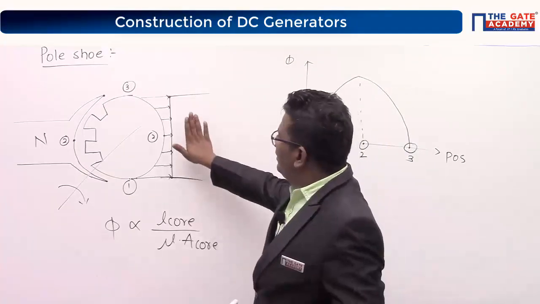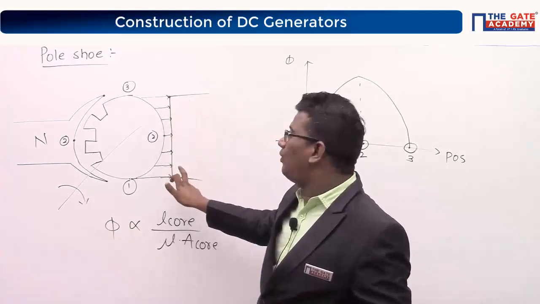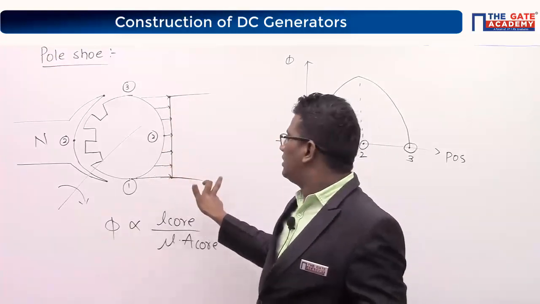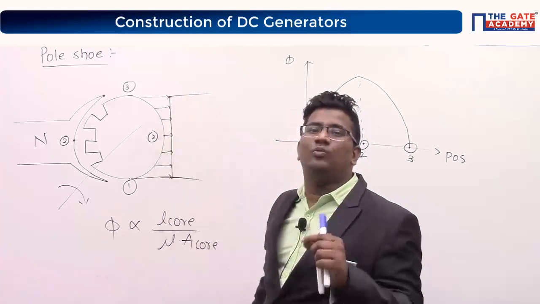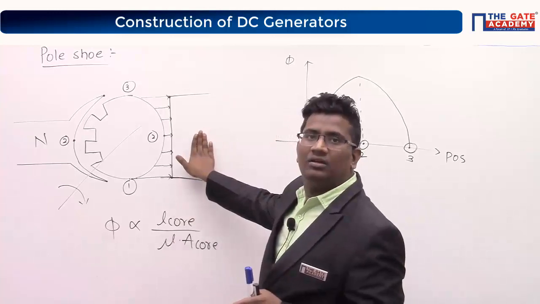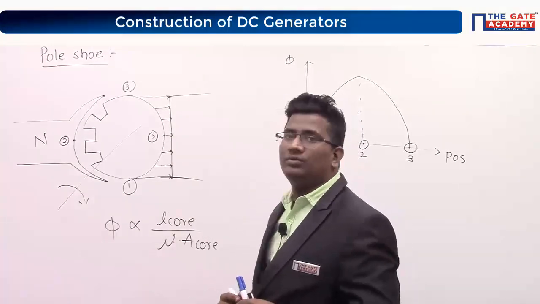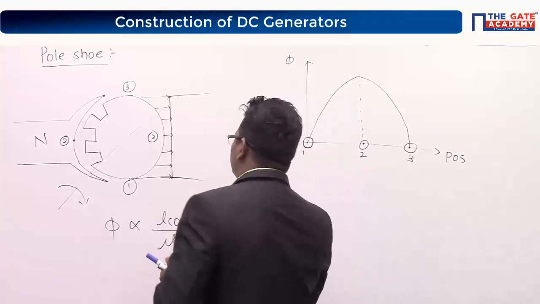It means for this kind of pole, what is this pole? Is it a pole with the pole shoe or without pole shoe? This square, is it with the pole shoe or without pole shoe? Without pole shoe. Okay?